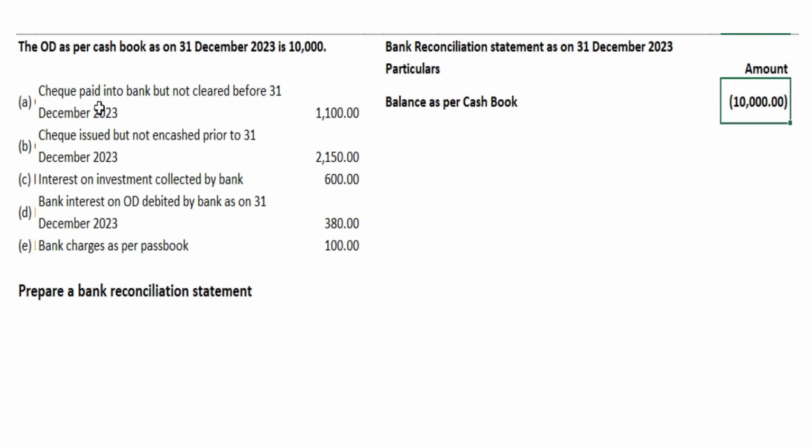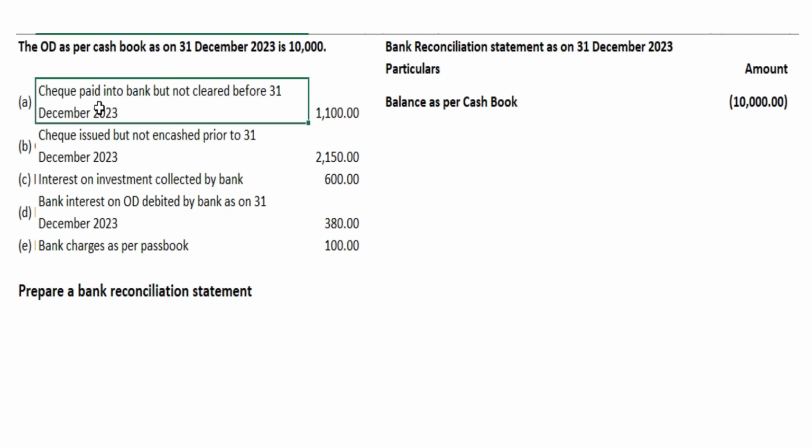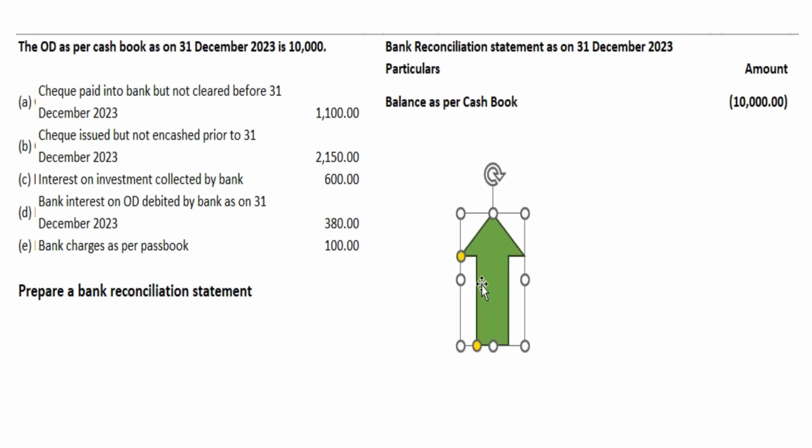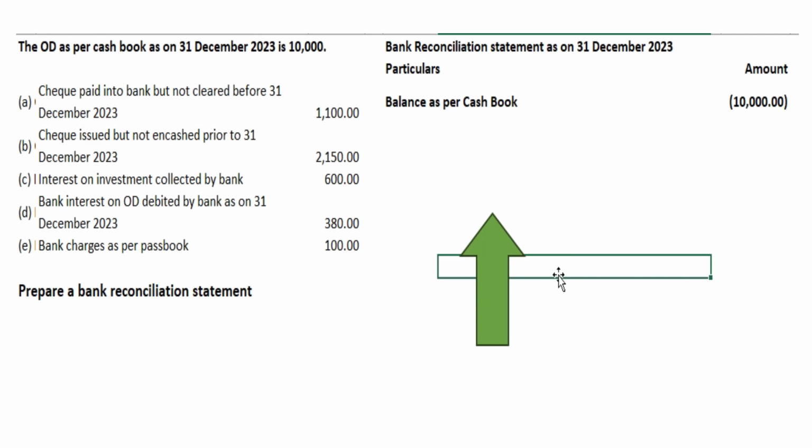We can check each transaction one by one. Check paid into bank but not cleared means the accountant collected the check from the customer and deposited it with the bank. The transaction is complete as far as the accountant is concerned. What has the accountant done in the books? Once we get a collection from the customer, obviously it would increase our balance. So the accountant increased his balance by 1,100.